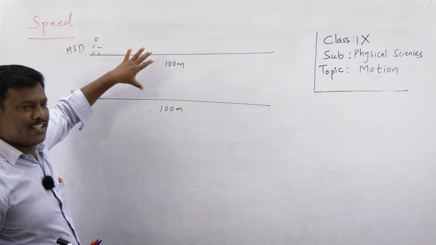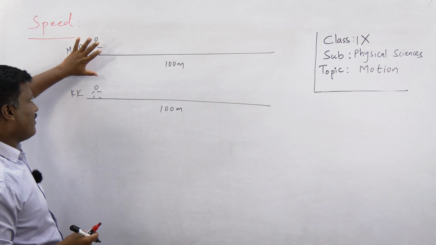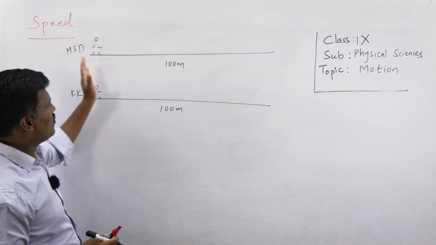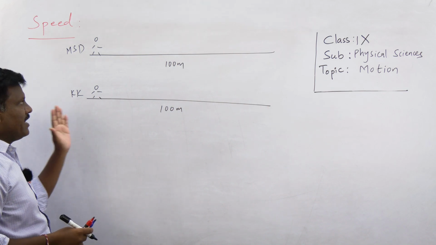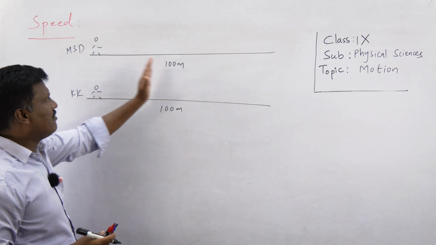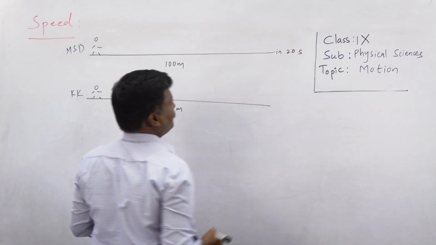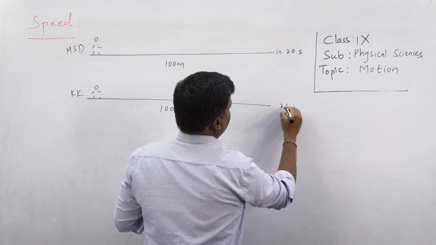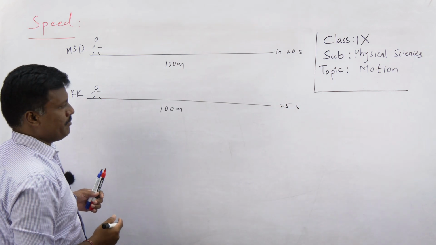Now for a fun example to understand this, let us have a race between MSD and Virat Kohli. They have to travel 100 meters of distance. The race started at once. They started running at once. MSD covered this 100 meters in 20 seconds, and Virat Kohli covered it in 25 seconds. Right?